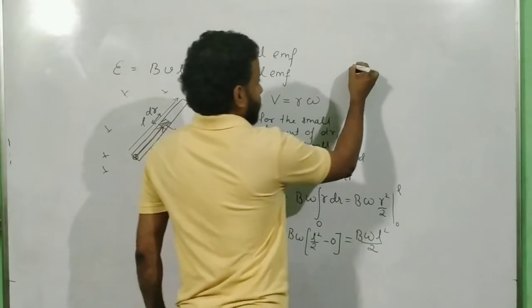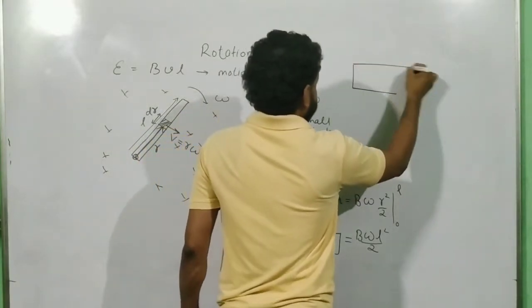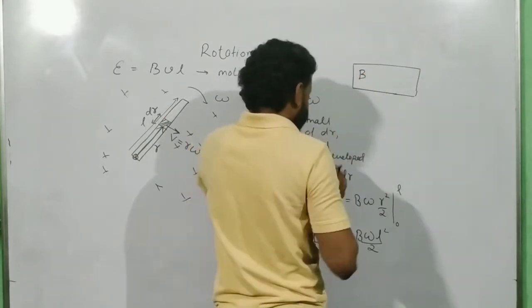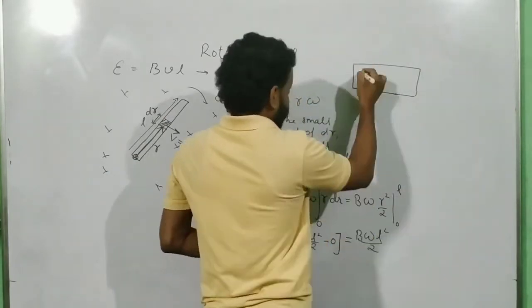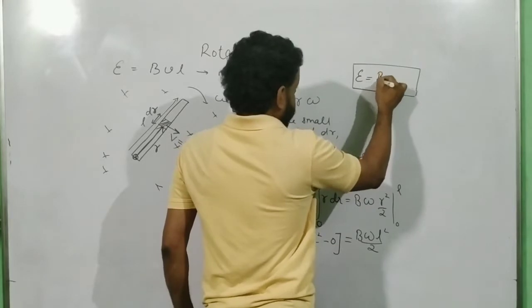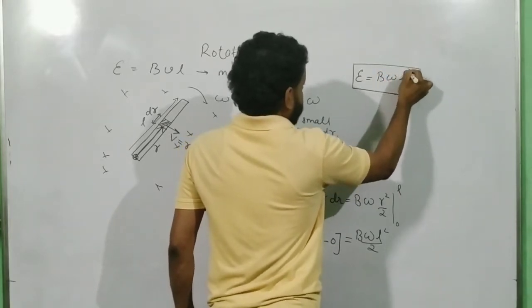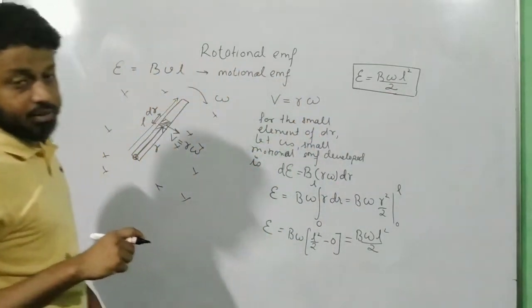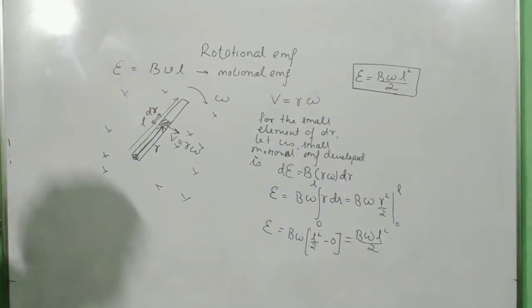So I just write it here in the bracket: EMF equals B omega L square by 2. What is L? Don't forget that L is the radius of rotation. Okay, that's a very important part.